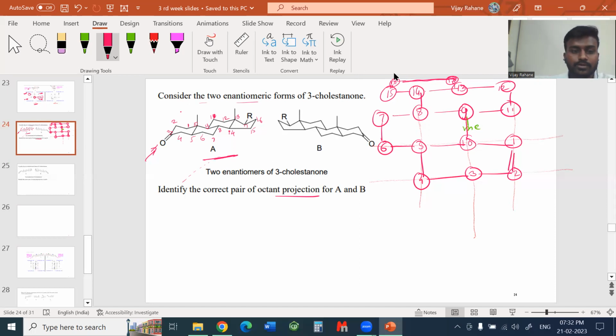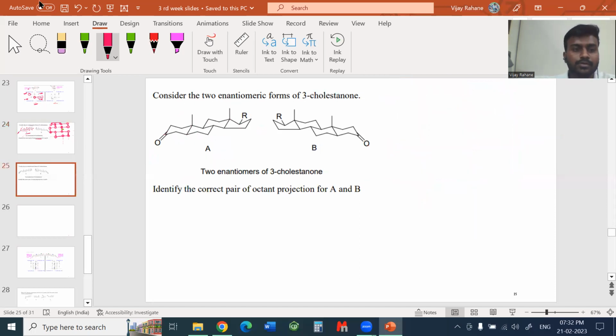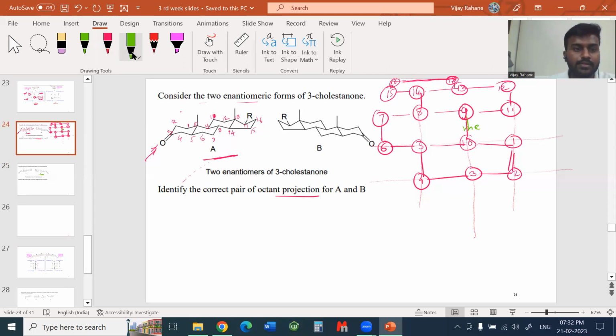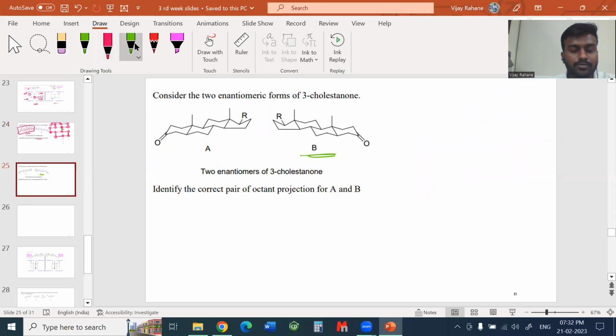Similarly, we will draw the octant projection for the B molecule. We have covered the A molecule, right? Now we are going to see the B molecule. So for the B molecule we need to see from this side, and we'll draw. We'll give numbering first. It's 1, 2, 3, 4, 5, right?